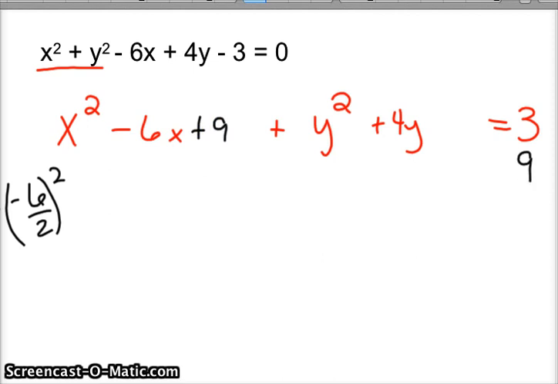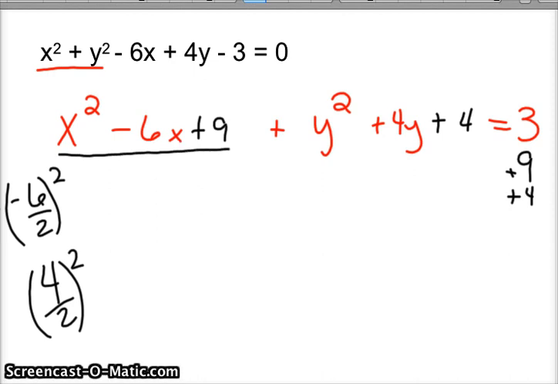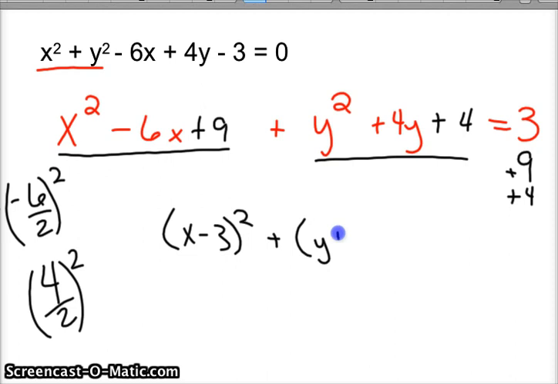Whatever you do to the left side, you do to the right side. So we're going to also add 9 over here. And then also complete the square on the y. So 4 divided by 2 is 2. 2 squared is 4. So you're going to add 4 to both sides over here. And what that allowed us to do is factor this. So this factors to x minus 3 times x minus 3, which is x minus 3 squared. This factors to y plus 2 times y plus 2, so that's y plus 2 squared. And this adds together to, so we got 12, 13, 14, 15, we got 16. And so that's the equation of our circle.